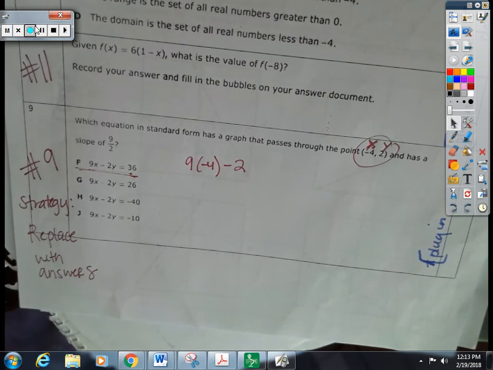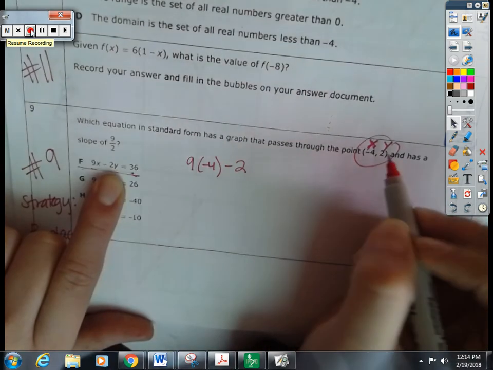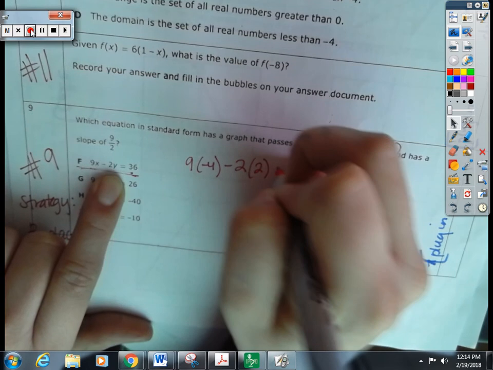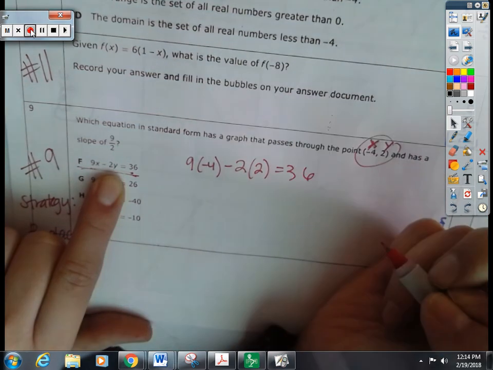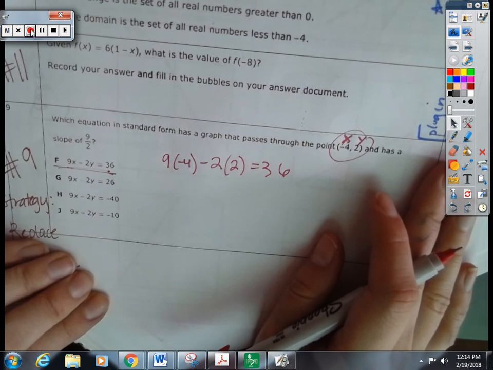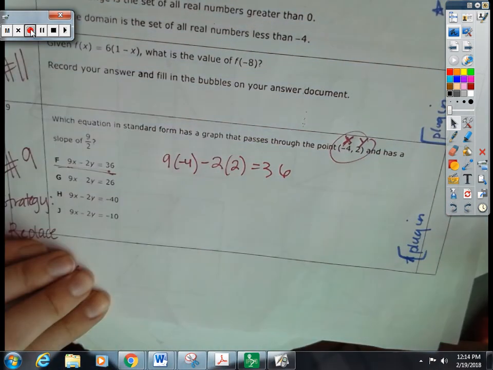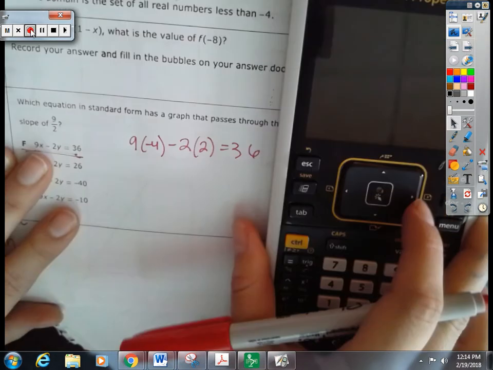Look, all of the other ones, are those it? No. Okay, look. Then instead of putting the y, my number for y is 2. So I put in 2 equals 36. Now, when I put this in the calculator, if it's true, then that means this works. It's one of the answers to this problem.